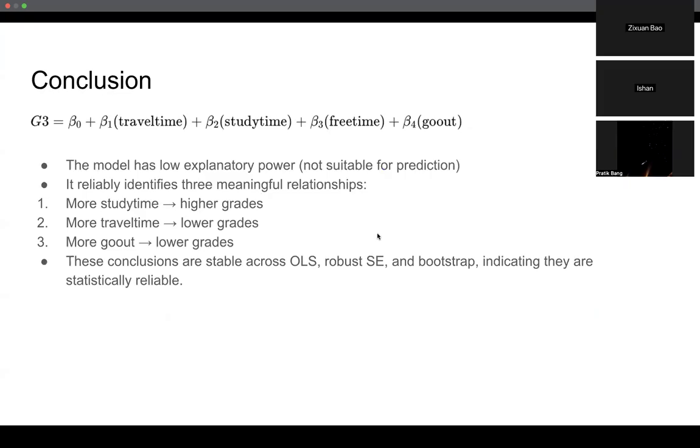So here is the conclusion for our first research question. Even though the model has a very low explanatory power, we still believe that it is a good model because it shows a significant impact between these three relationships. That is, more study time leads to higher grades, and more travel time leads to lower grades. And also, more time going out with my friends leads to lower grades. These conclusions are stable across OLS, Robust, and also Bootstrap, indicating they're statistically reliable.